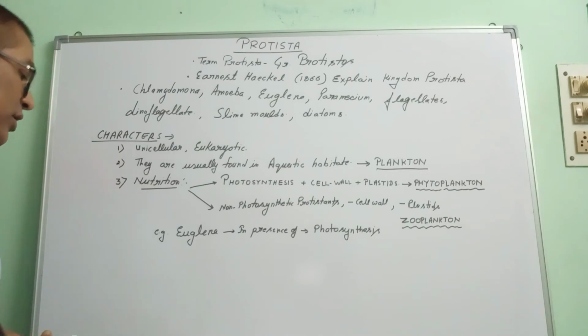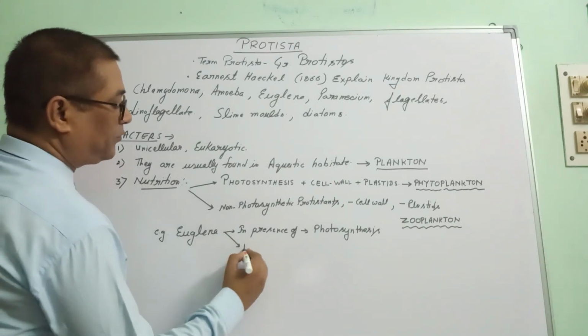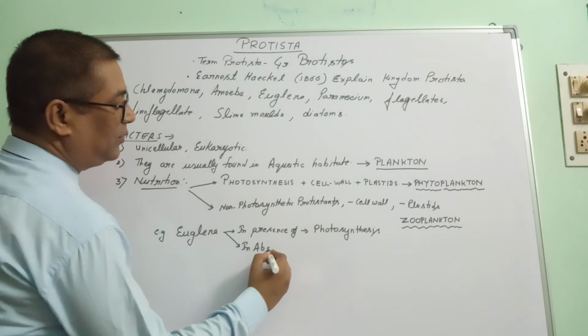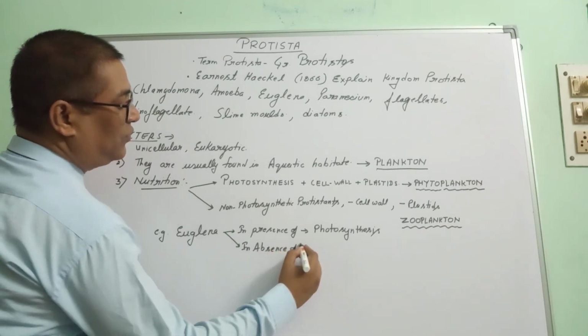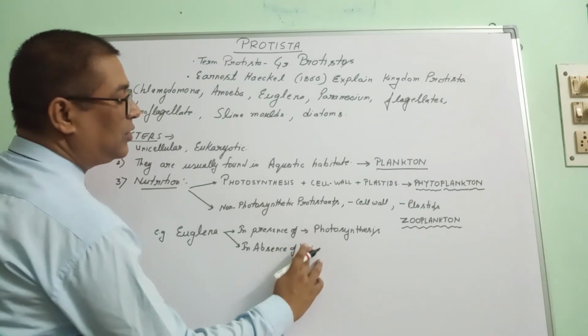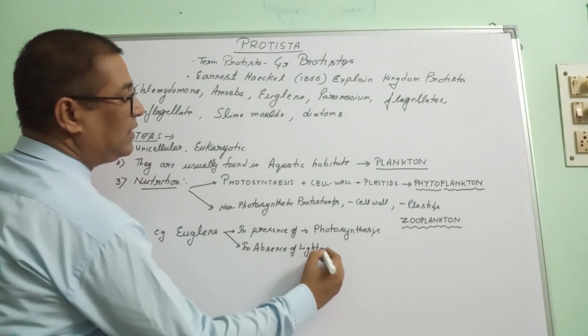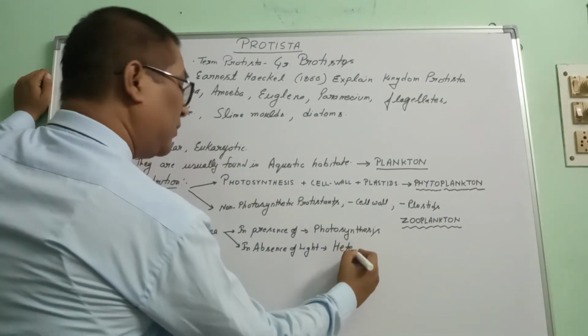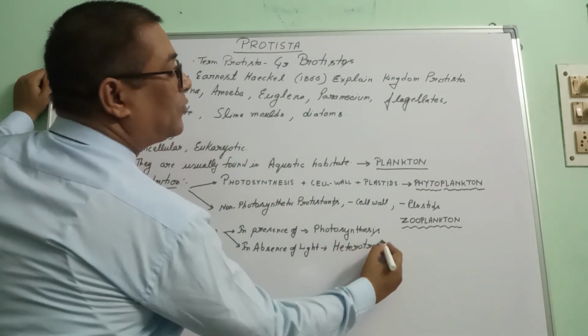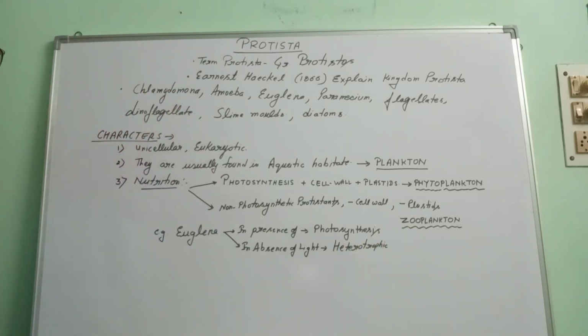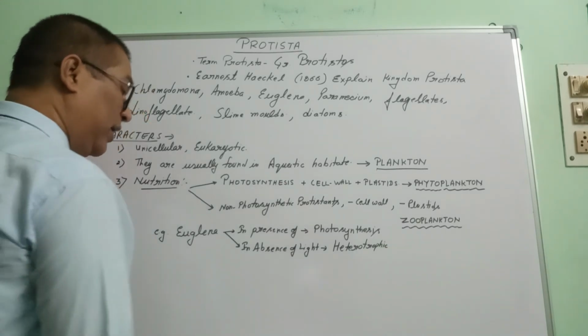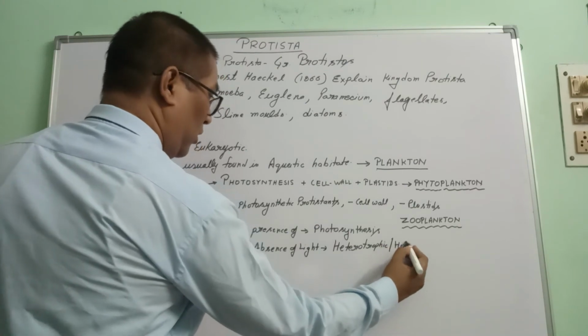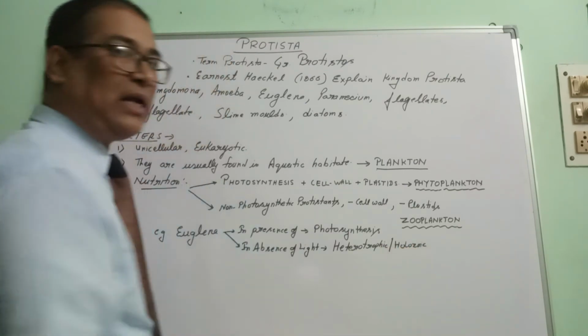But in the absence of light, they show heterotrophic type of nutrition. Heterotrophic nutrition means they depend upon others for nutrition, or you can say holozoic type of nutrition.